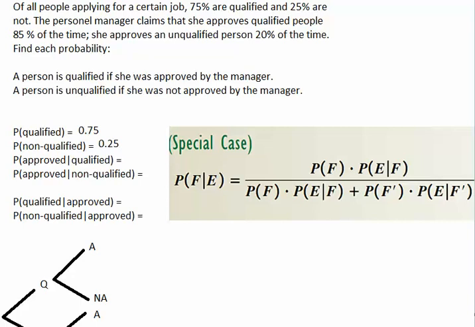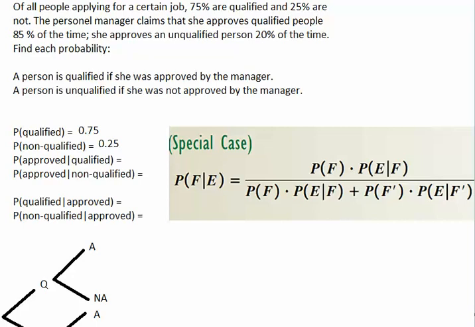What we want to find are two probabilities. A person is qualified if she was approved by the manager, and a person is unqualified if she was not approved by the manager. Okay, the first thing that we need to do is make sure that we know what probabilities the problem gives us and what probabilities it asks us for.